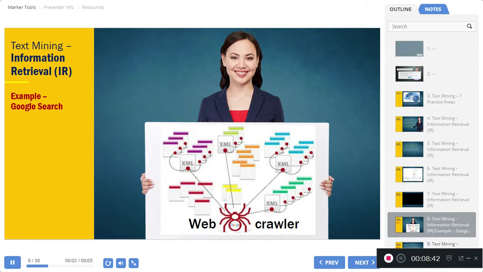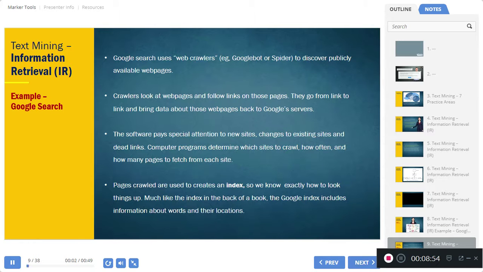Information retrieval example on Google Search. Google Search uses web crawlers, for example Googlebot or Spider, to discover publicly available web pages. Crawlers look at web pages and follow links on those pages. They go from link to link and bring data about those web pages back to Google's servers.